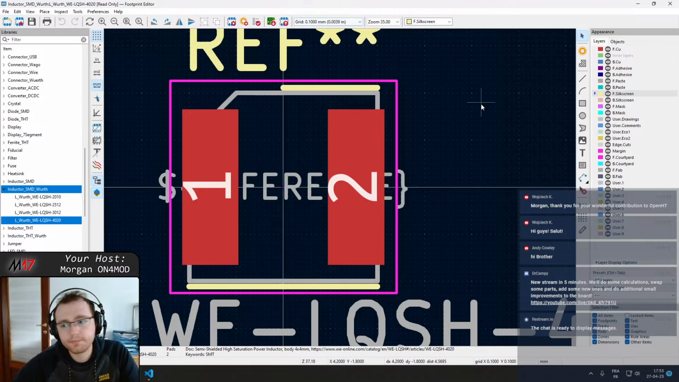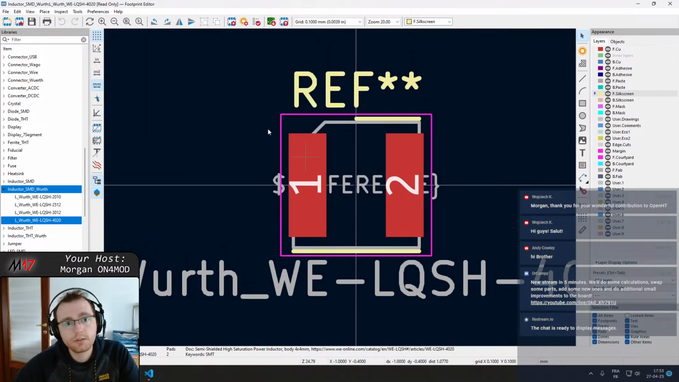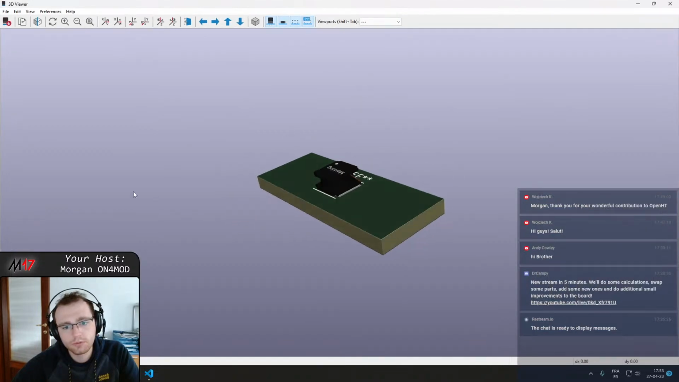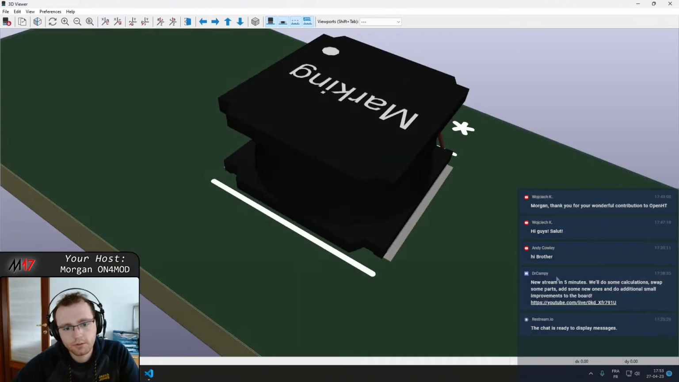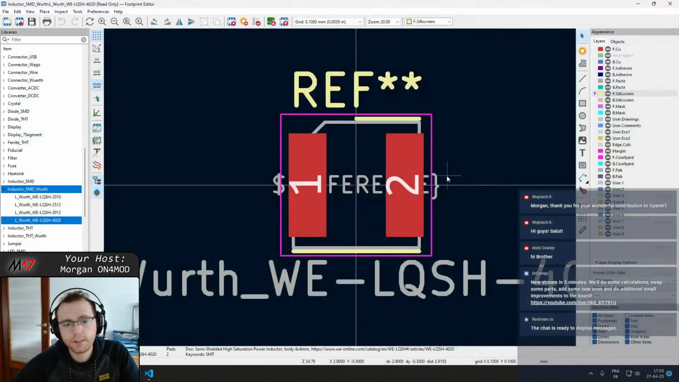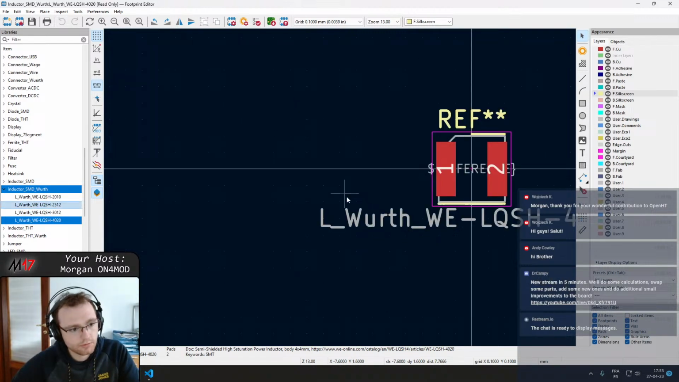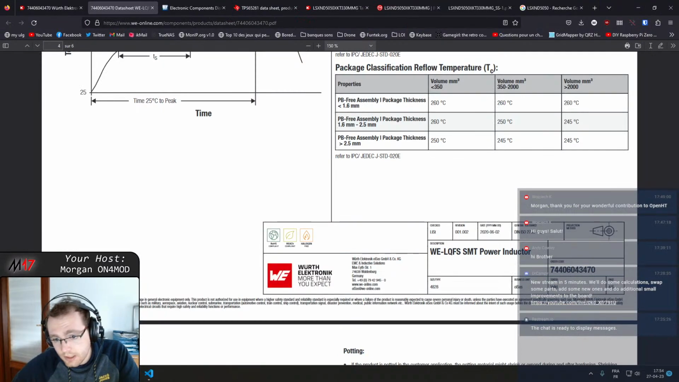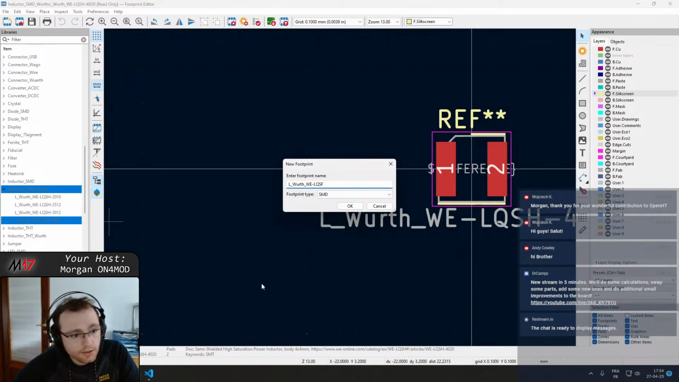Do they have a 3D model for that one? I wonder. Oh, they do. Impressive. Anyway, okay, so I'm gonna copy the name. New footprint. The name will be LQSF, I guess, is it? LQSF 4828.